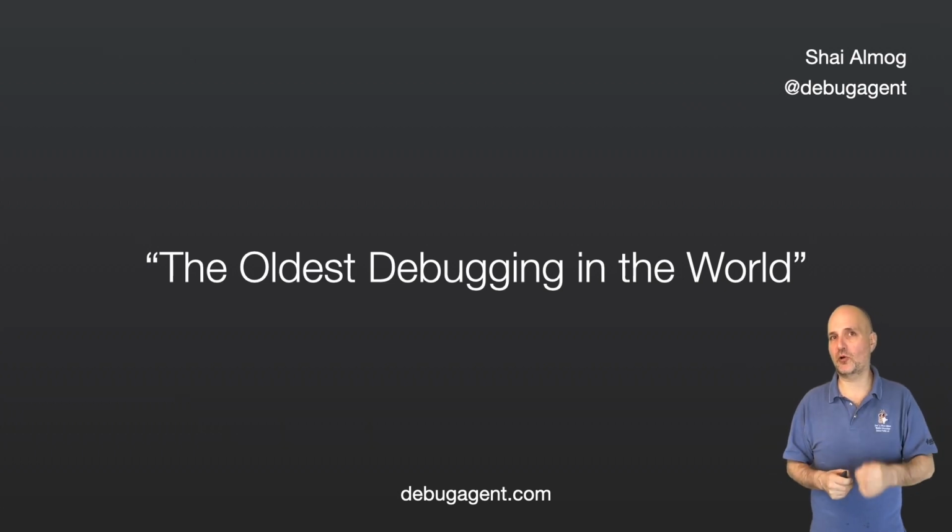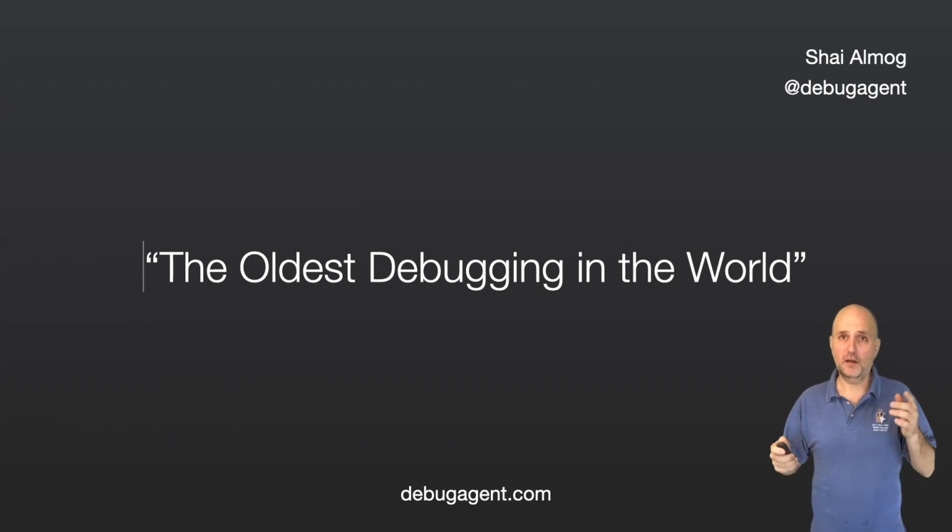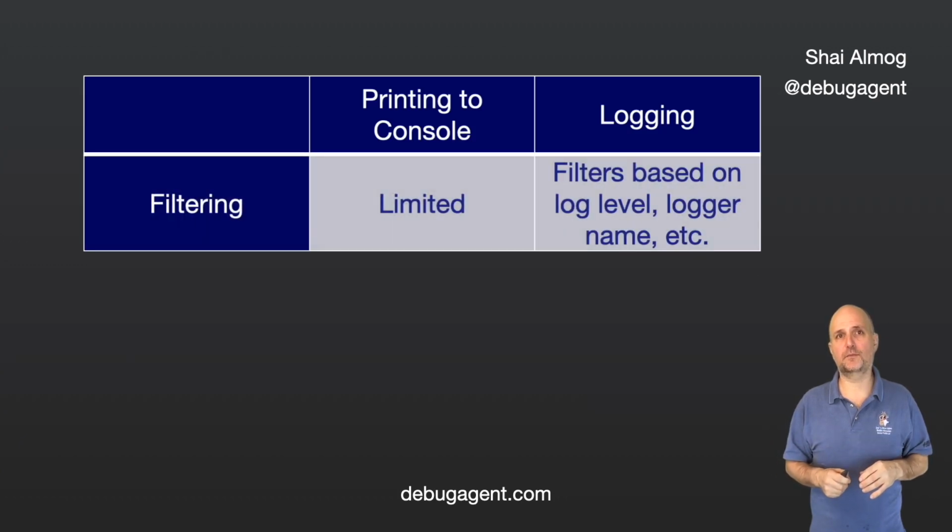The joke about logging is that it's the oldest debugging in the world. It lets us document the execution process of the application so we can review it in case of failure. There's a great deal of confusion regarding the differences between logging and printing to console. Let's try to clarify that.